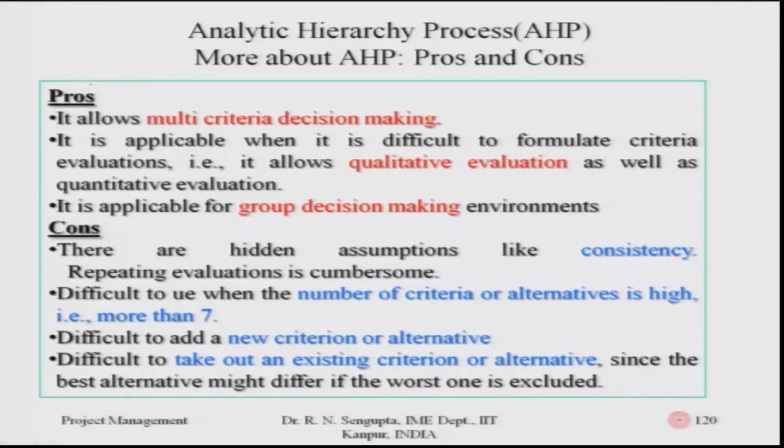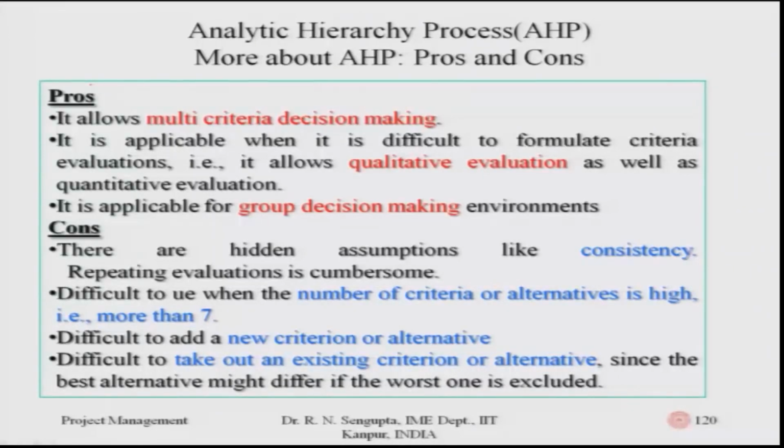It is difficult to add a new criteria, because as I said, it would basically take some time to do the adjustment. But generally there are different types of packages which help in making the decision much easier. That means doing the calculation much easier. So, it is difficult to take out an existing criteria. Adding an alternative or adding a criteria becomes easy, but if you want to take out, then trying to do the comparison in one go may become difficult.